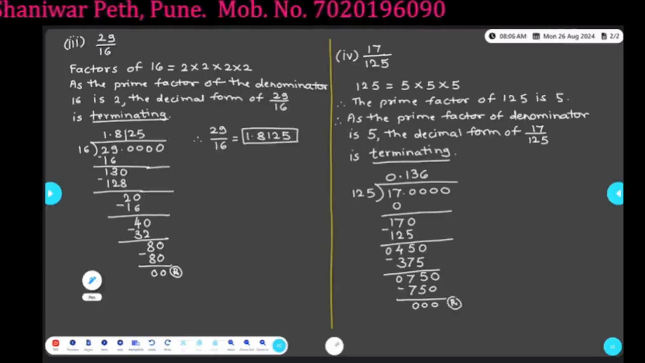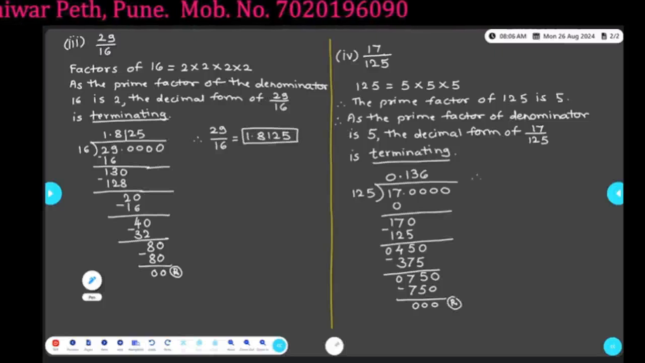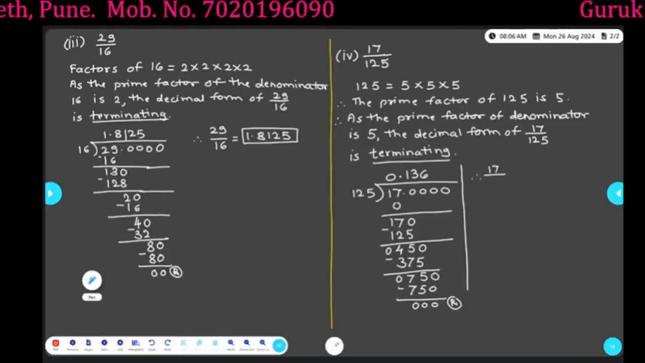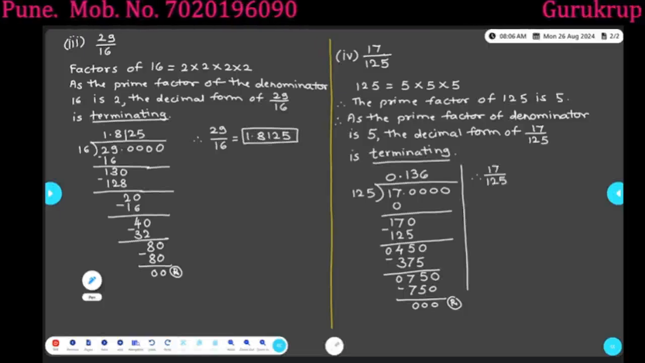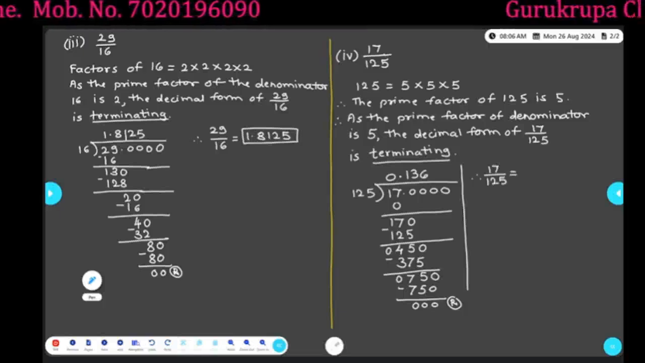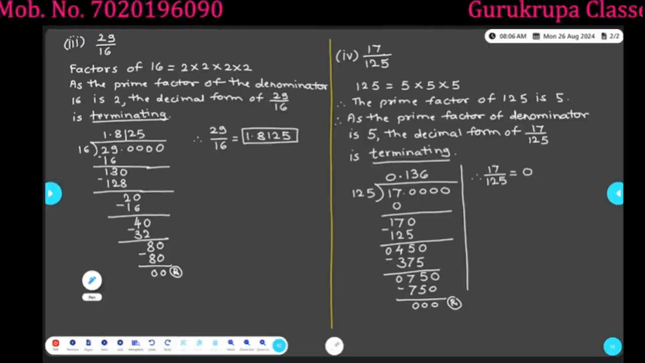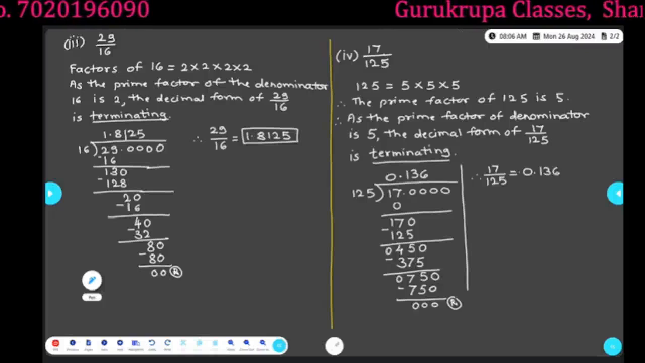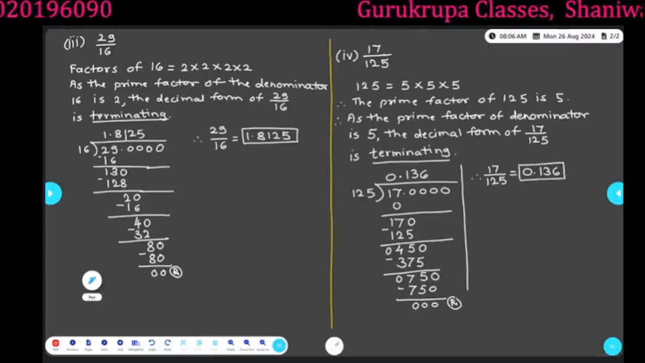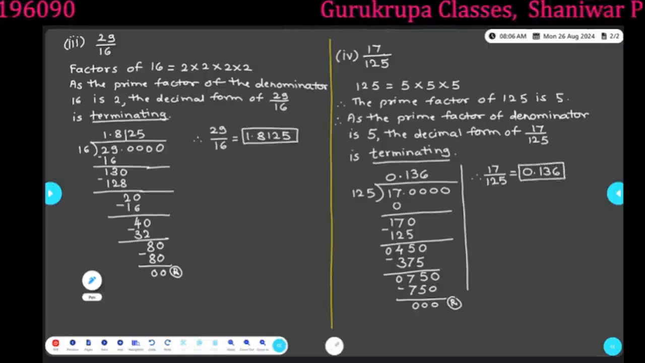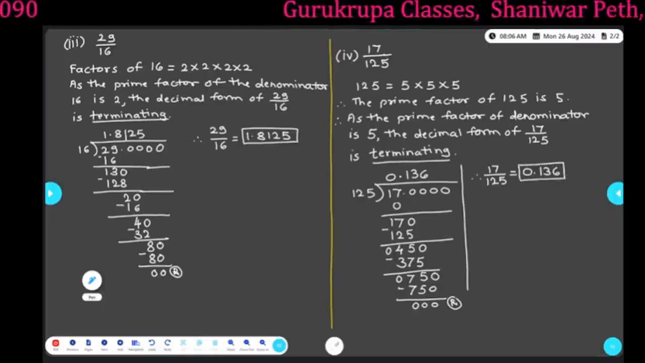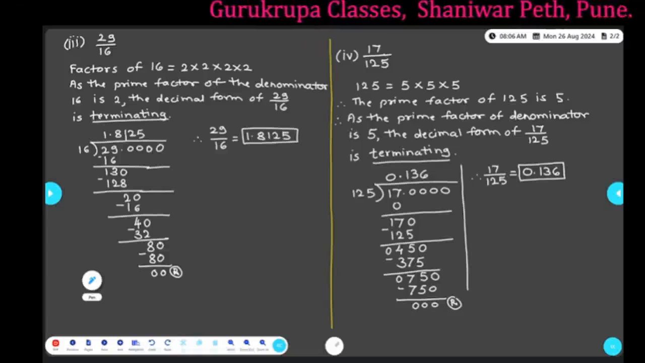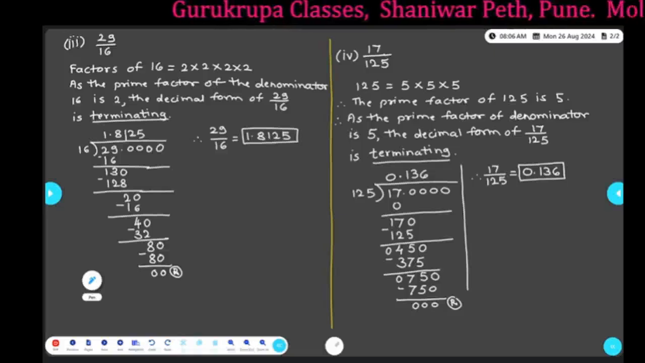So what is our observation here? We can write down, therefore, the decimal representation or decimal form of this 17 upon 125 is 0.136, which is terminating because we get remainder 0. At one stage we get remainder 0, which means the division terminates. Division terminates over here. So it is a terminating decimal form.